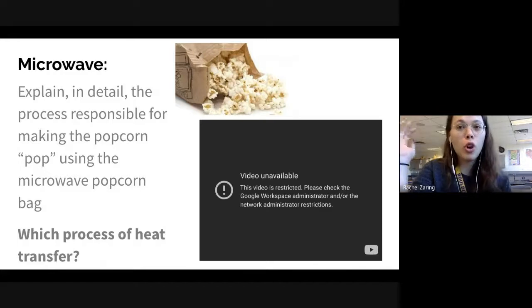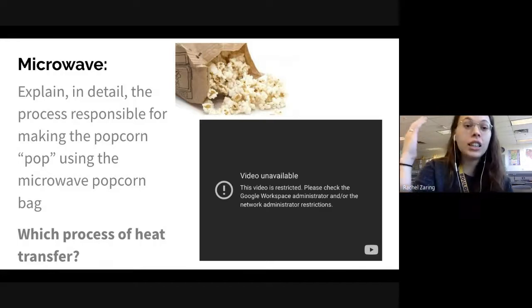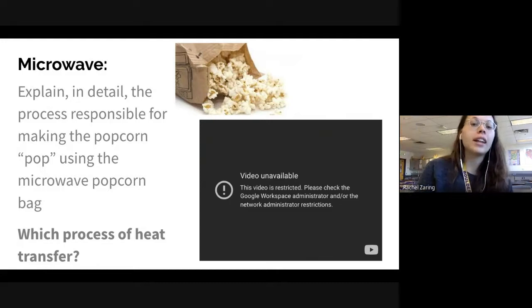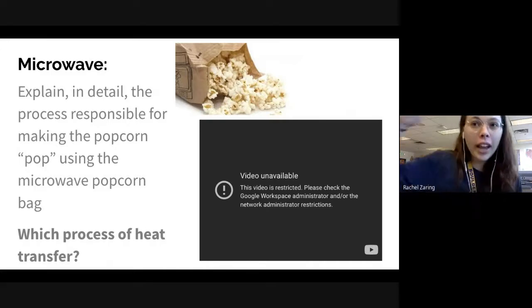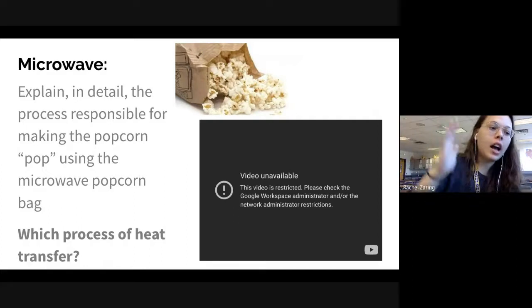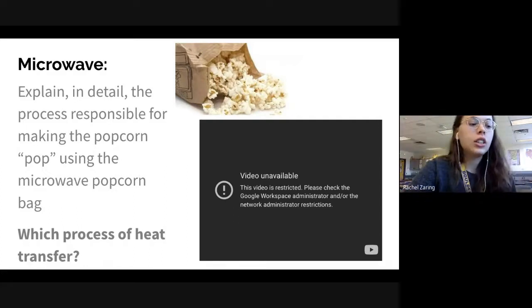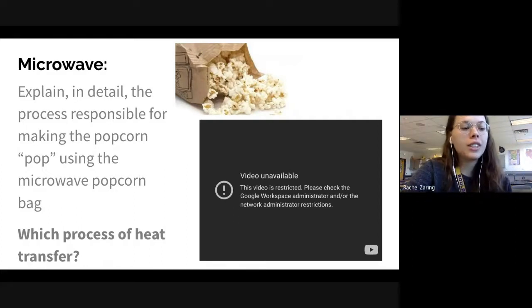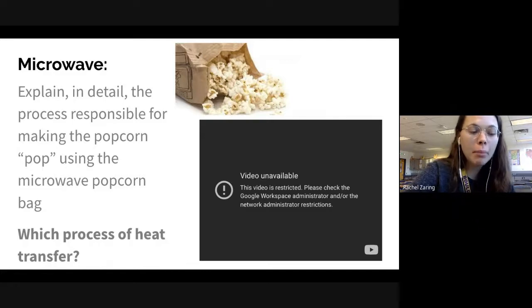But when you pop popcorn in the microwave, you're using radiation. So remember, there's no matter actually needed, and the microwave uses the electromagnetic wave of microwaves. Microwaves are named after their electromagnetic wave that is used. So that wave travels through space using those electromagnetic microwaves, and that radiant energy is what heats up the popcorn. So last step here is explain in detail the process for making popcorn pop using the microwave popcorn.